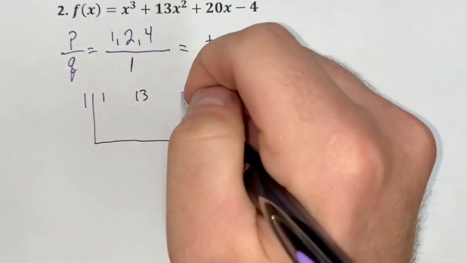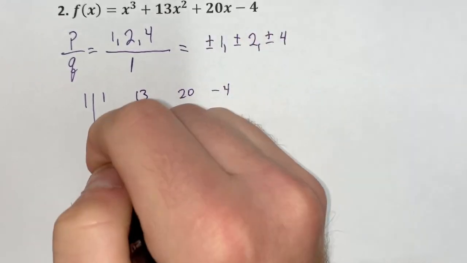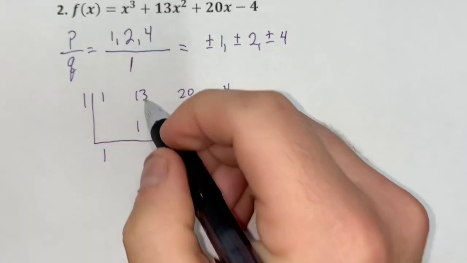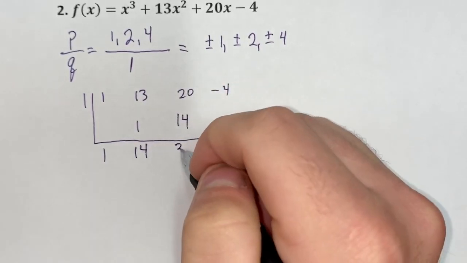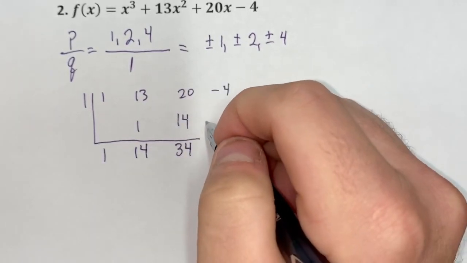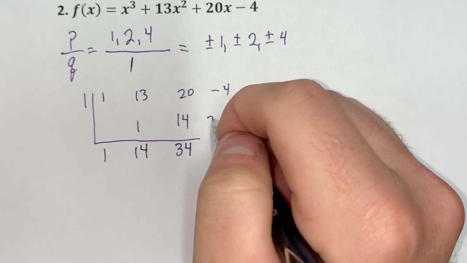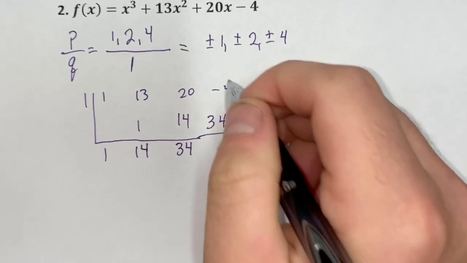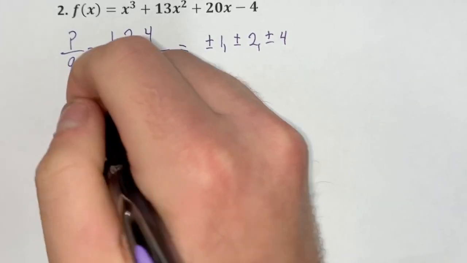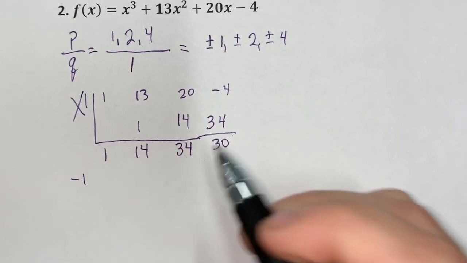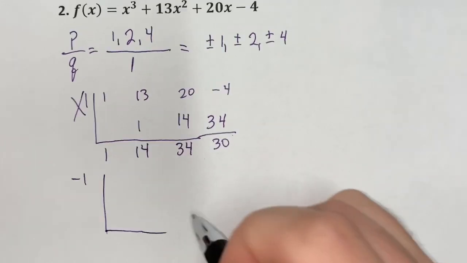1, 13, 20, and -4. The 1 comes down. 1 times 1 is 1. 13 plus 1 is 14. 1 times 14 is 14. We add those together, we get 34. 34 times 1 is 34, plus -4 is 30. So that one did not work. So 1 is not a root. Let's try -1.